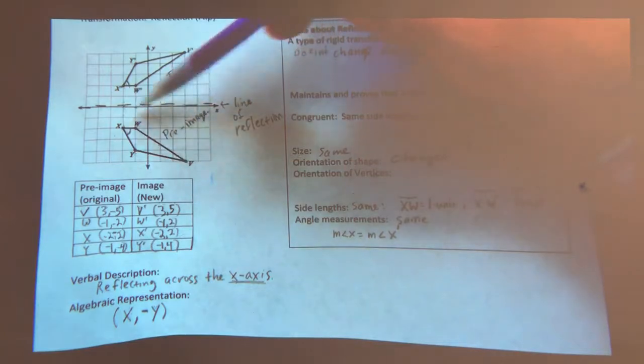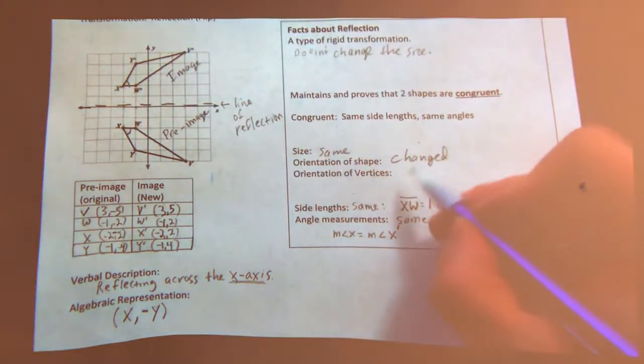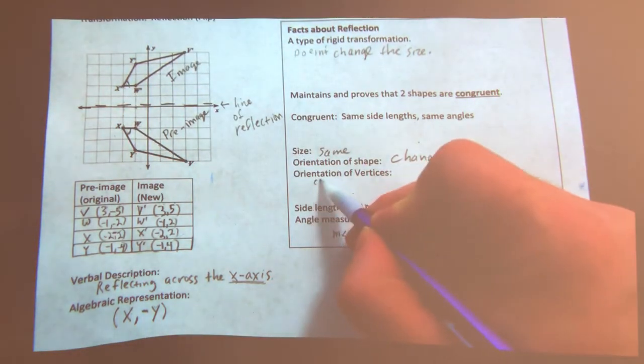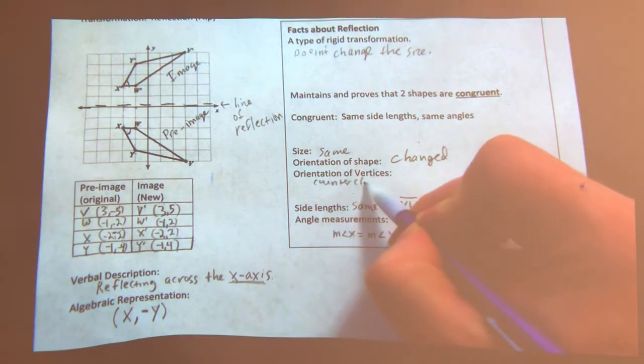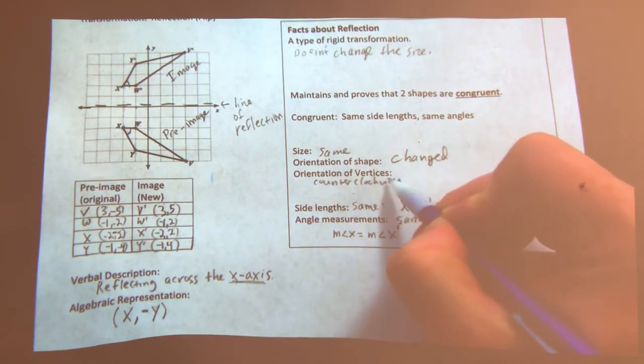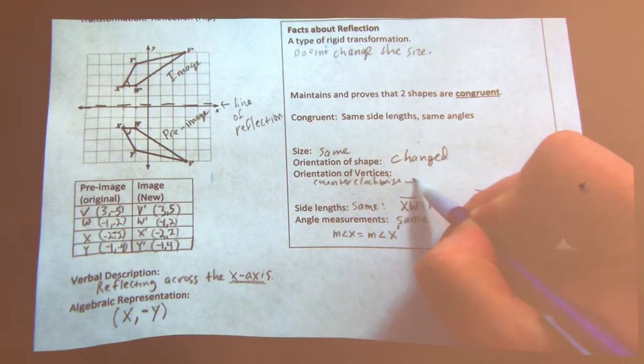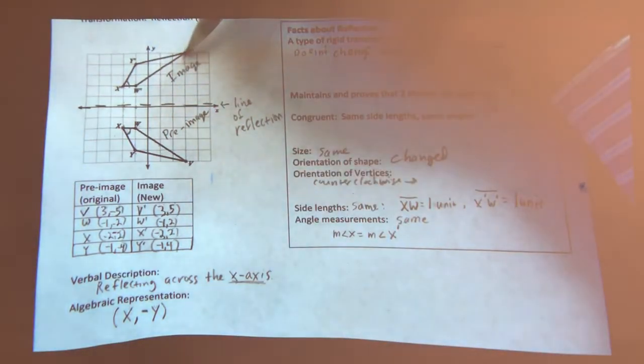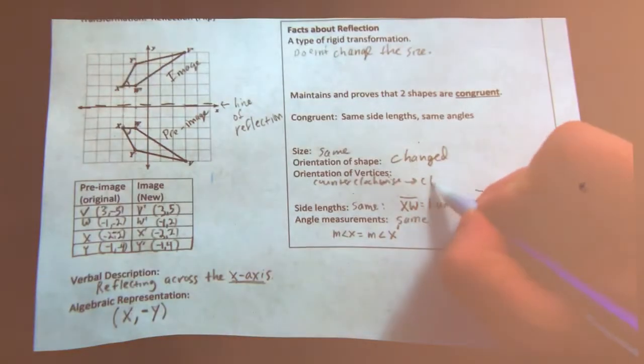These are going counterclockwise. This was counterclockwise in this case. And now V, W, X, Y, we're reading them clockwise. So it changed.